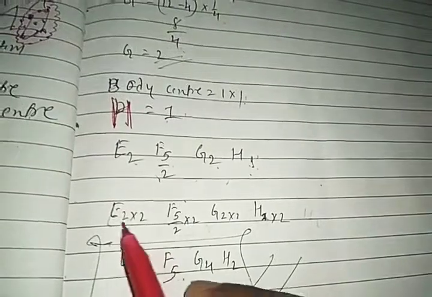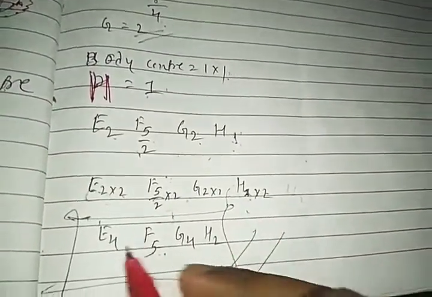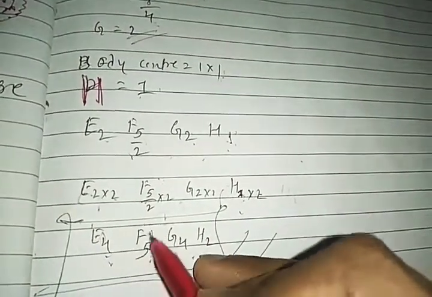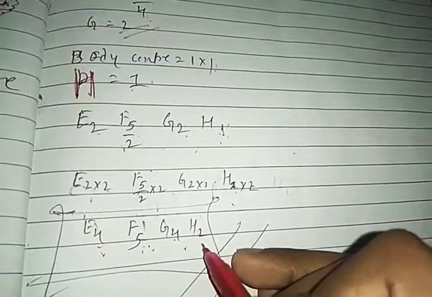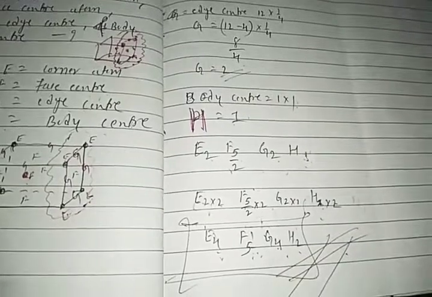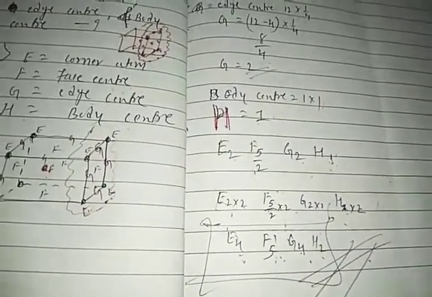H is 1. Right. So these values are multiplied by 2 to get the simplest whole ratio. 2 into 2, 5 by 2 into 2, 2 into 2, H 1 into 2. So E4, F5, G4 and H2. This is the formula of the compound. Right, students, I hope you understand. Today we discussed all types of examples here. If you have any doubt, then ask me, students. Okay, thank you so much.